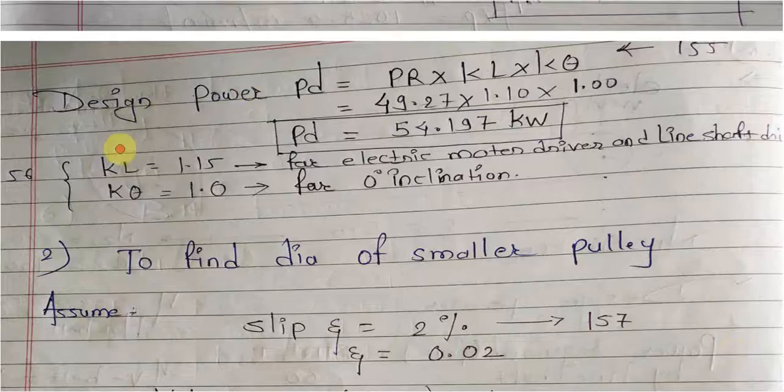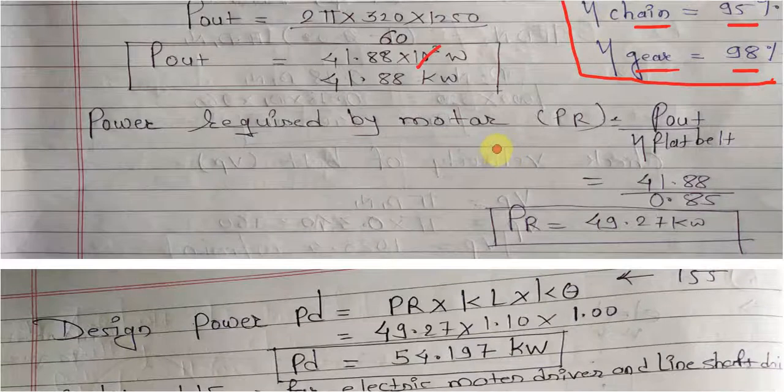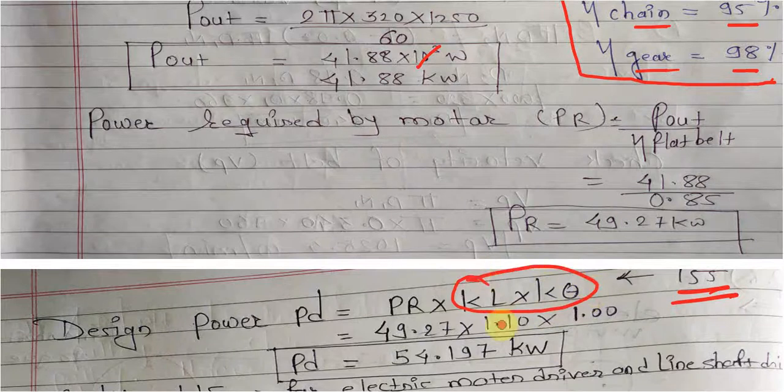Now the power required by the motor, PR, equals P out divided by the flat belt efficiency: 41.88 divided by 0.85, so PR equals 49.27 kilowatt. Design power PD is given in page number 155 of the BD Shivalkar data book: PR multiplied by KL by K theta. We always assume the KL value and the K theta value, 1.10 and 1. Now the design power is 54.197 kilowatt.